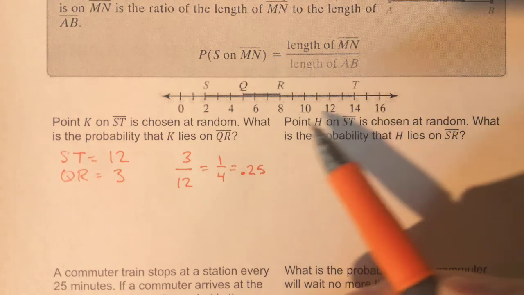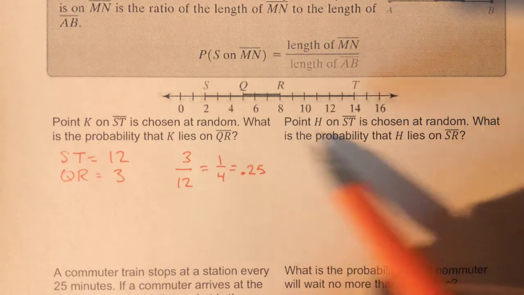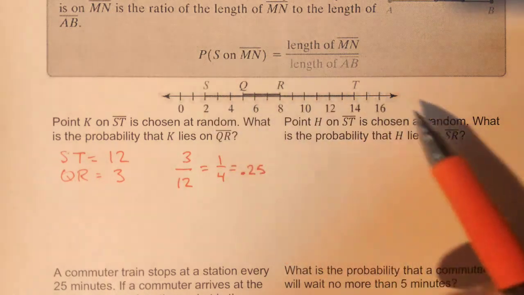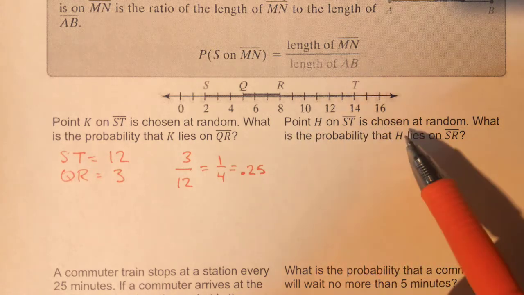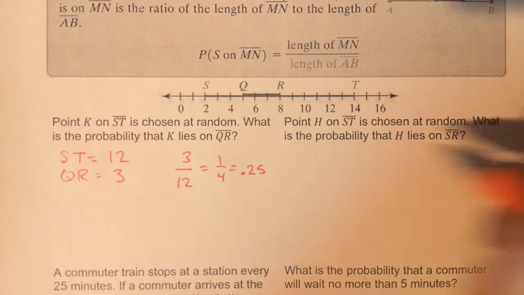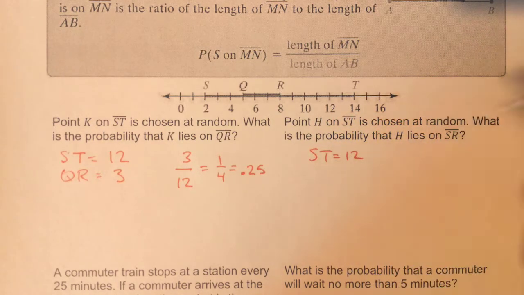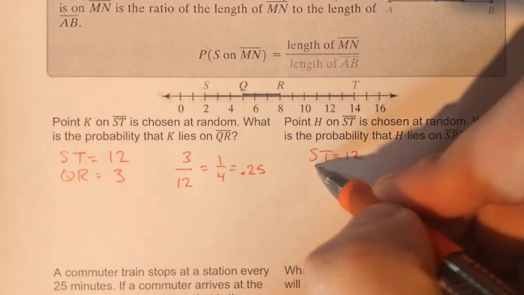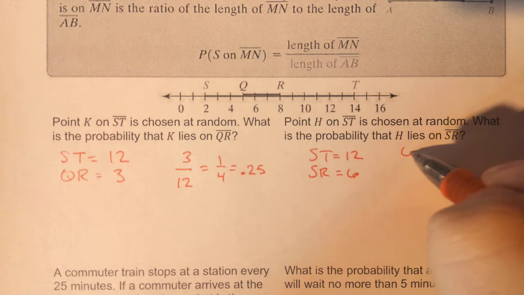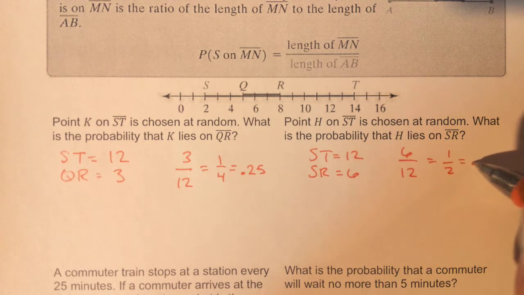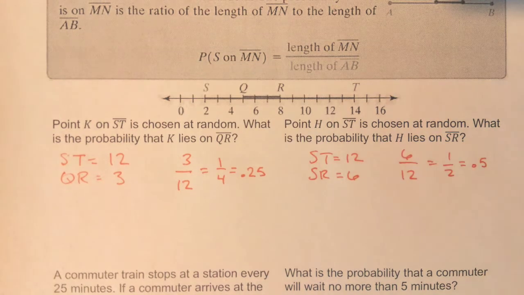Okay, here's another one. If you want to try it, go for it. Otherwise, it's pretty simple. Point H on segment ST is chosen at random. What is the probability that H also is on SR? So again, we know how long ST is. It is 12. How long is SR? From 2 to 8. That is a length of 6. So that would be 6 out of 12, which is 1/2 of the time, 0.5 as a decimal. Simple stuff. Let's do another one.